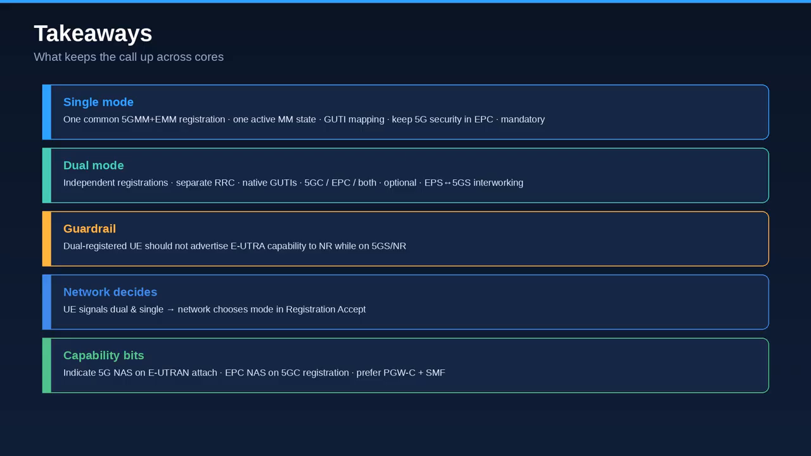It is built for EPS and 5G system interworking, with the guardrail that a dual registered phone should not advertise E-UTRAN capability toward NR while on 5GS over NR. The network chooses the mode after the phone declares dual and single capability. Capability bits on attach and on 5G registration also steer the network toward a combined PGW-C plus SMF when both NAS stacks are supported.